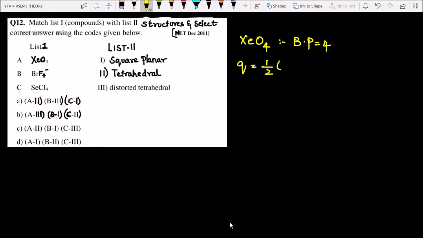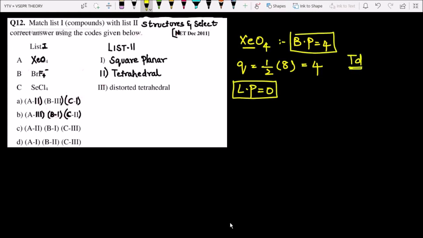So the bond pair is equal to 4, right? So the quotient is equal to half into the valence electrons of xenon, which is 8, and there are no monovalent atoms, so leave it as such. There is no charge as well. So the quotient is equal to 4. So the lone pair is 0. Bond pair is equal to 4 and lone pair is equal to 0, so it's going to be tetrahedral. So XeO4 is going to be tetrahedral. So A should be 2.